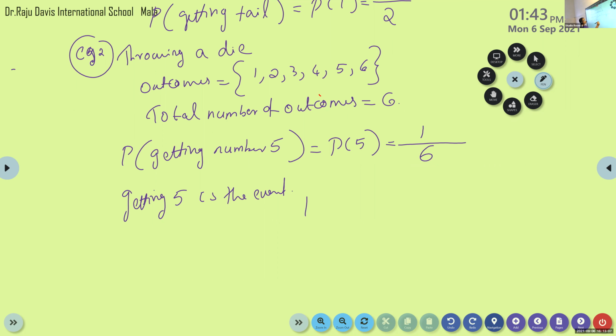Similarly, what will be the probability of getting 3? 1 by 6, because on a die we have only one 3. So outcomes favorable to 3 is only 1. There are 6 chances but only one 3. Probability of getting 4, Navneet? Ma'am, 1 by 6. Okay.